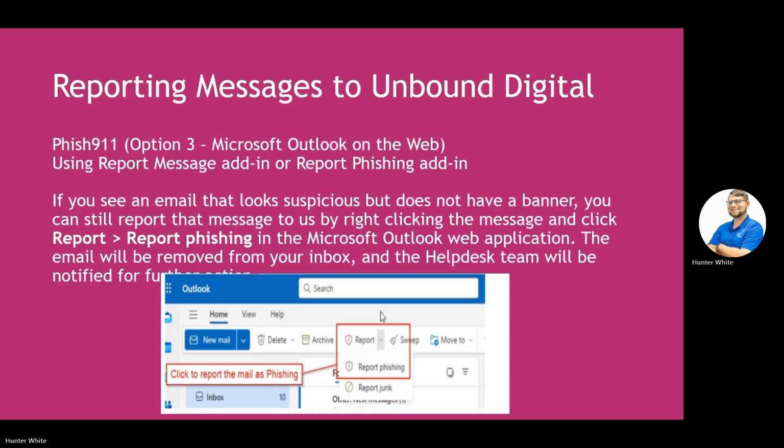The last option that you can do, if you're using Outlook on the web, is on the top banner, select a message, click on Report, Report Phishing. This will do the exact same, filtering those messages to your deleted items folder going forward.